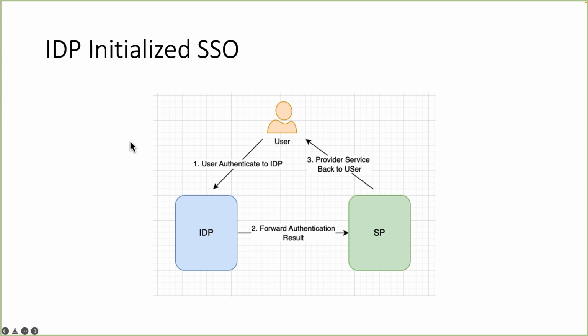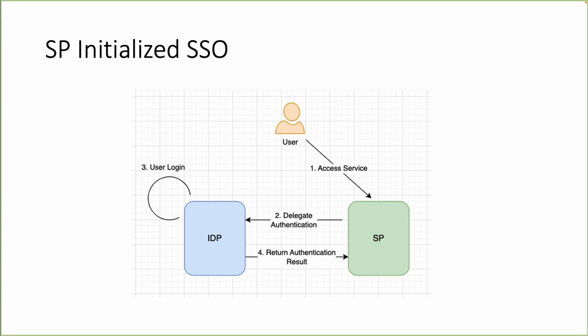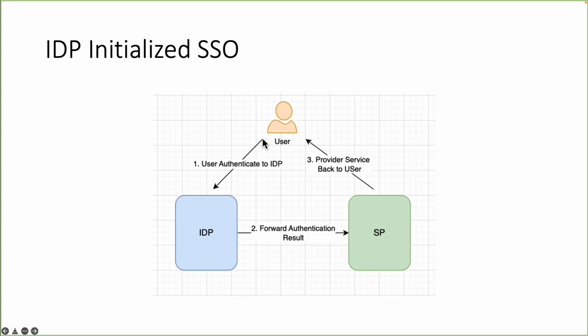Next, we talk about the IDP initiated flow. The IDP initiated flow is pretty similar to the SP initiated flow, with only one difference: the flow starts from the IDP instead of the SP. If we go back to the SP initiated workflow, we see that the user is trying to access the SP or the application first, right? Everything starts from the SP side. But in the IDP initiated SSO, the user is not accessing the SP. Instead, they try to access the IDP first and log in to the IDP directly.